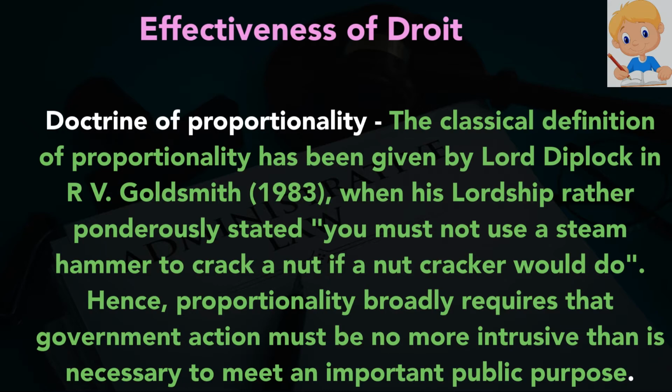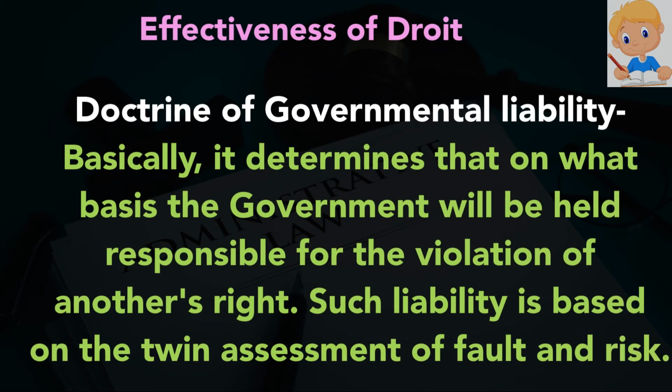Okay, and the last one is the doctrine of governmental liability. Basically, it determines on what basis the government will be held responsible for the violation of another's right. Okay, such liability is based on the twin assessment of fault and risk. Okay, so everything is so beautifully designed that this system becomes so effective at that point in time. And many other countries also started following that, as it ensured individual freedom, individual rights, right?